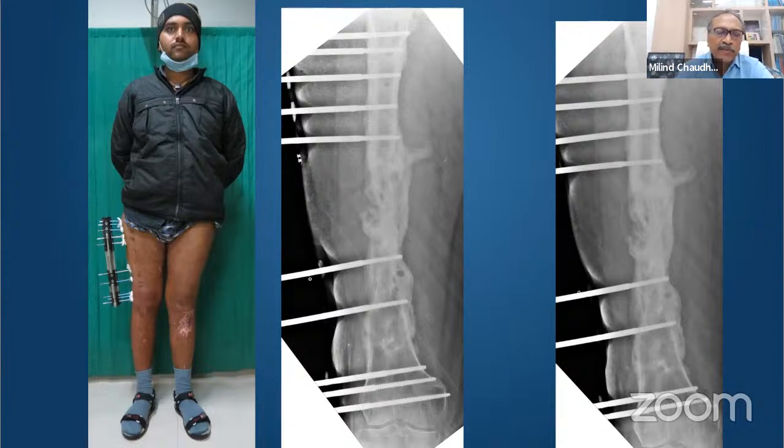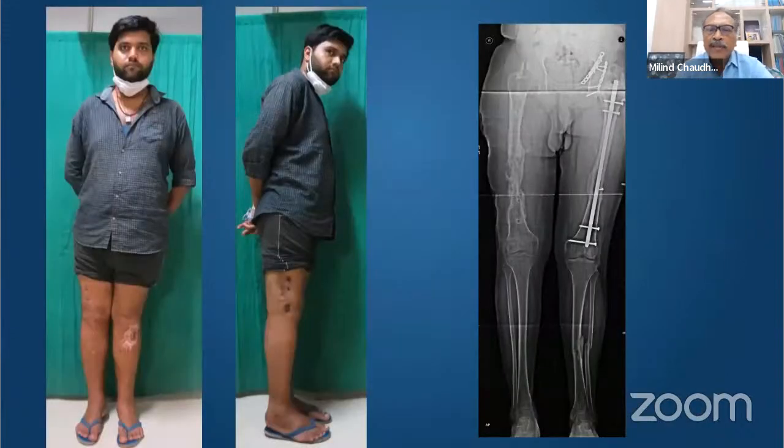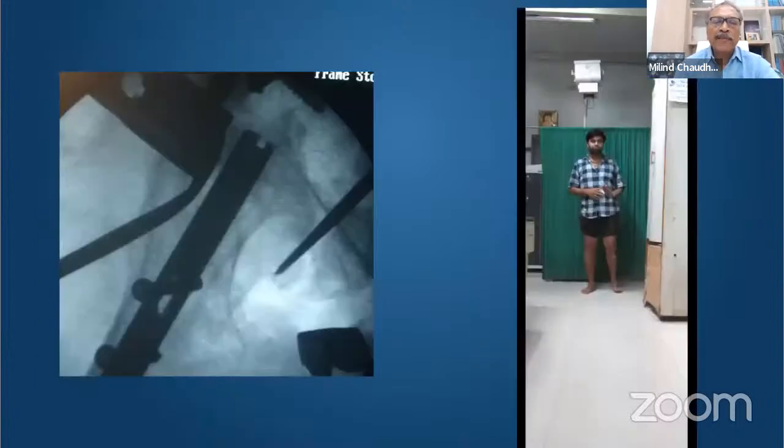He got 6 centimeters of length. His limb lengths became equal. There was no need for bone grafting. And he did really well with this treatment. Solidly united with chipping treatment. No need for bone grafting. No need for additional allografts or commercially available grafts.